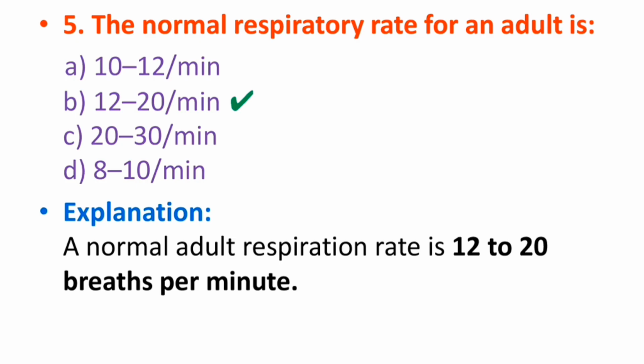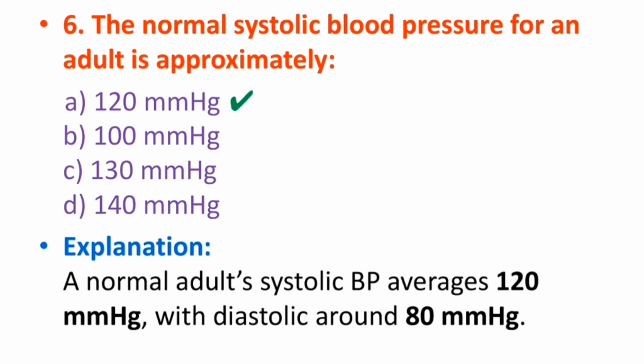The normal respiratory rate for an adult is option A 10 to 12 breaths per minute, option B 12 to 20 breaths per minute, option C 20 to 30 breaths per minute, option D 8 to 10 breaths per minute. The correct answer is option B, 12 to 20 breaths per minute. An adult respiration rate is 12 to 20 breaths per minute.